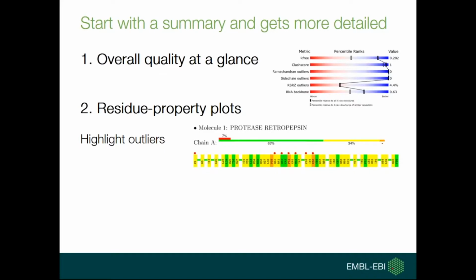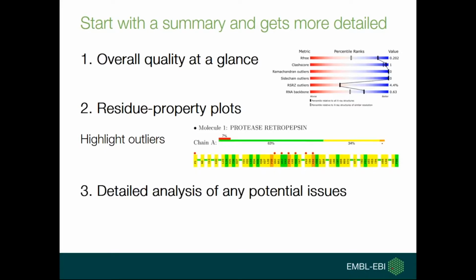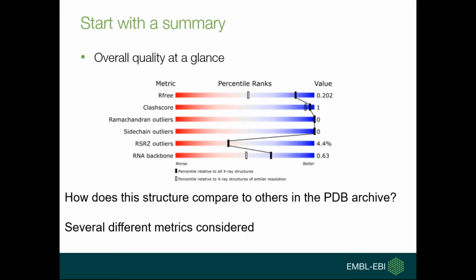There are then residue property plots for all the macromolecules in a PDB entry, and they highlight outliers in different colors, which we'll talk about later. And there then follows a detailed analysis of any potential issues, which may run to several pages, and if it's a very large structure, many pages. So the overall quality at a glance looks across a variety of different measures how well the structure compares to others in the PDB archive.